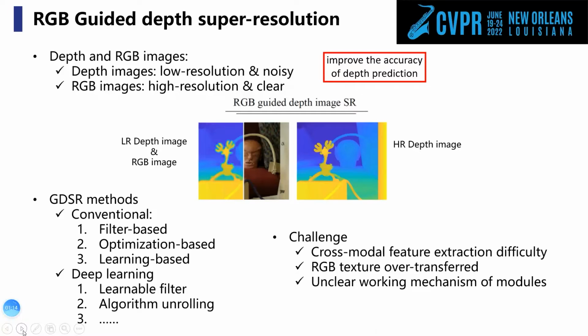So the challenges of this task are that RGB texture is overtransferred, including the edge mismatch or overtransfer between the RGB and depth image, the natural priors are difficult to learn effectively, along with the typical shortcoming of deep learning to explain the internal working mechanism.